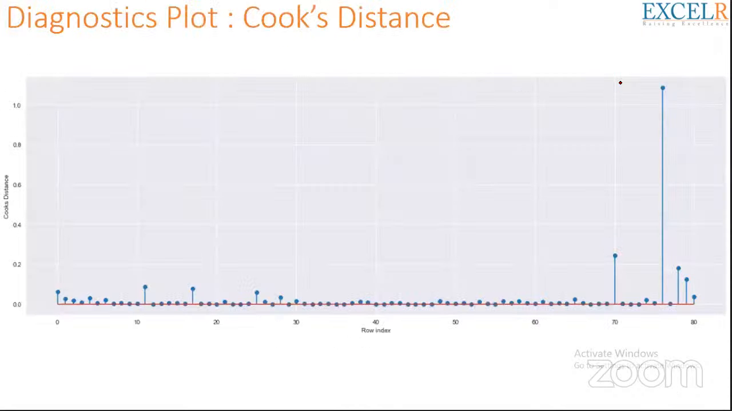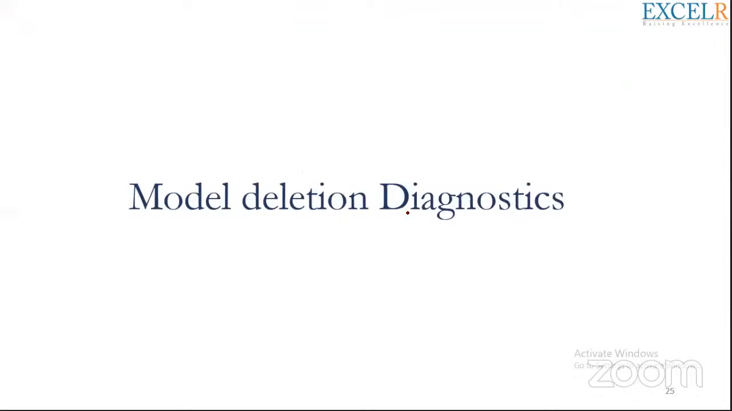Right. So as part of model deletion diagnostics, we are going to discuss a few techniques again. One is Cook's distance. And then we are going to discuss leverage. So leverage points or hat points. These are the two things we are going to discuss as part of this model deletion diagnostics.